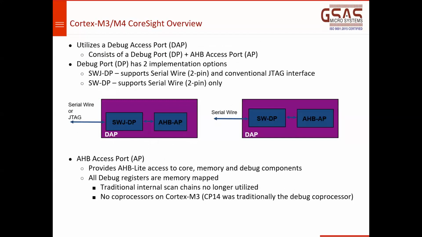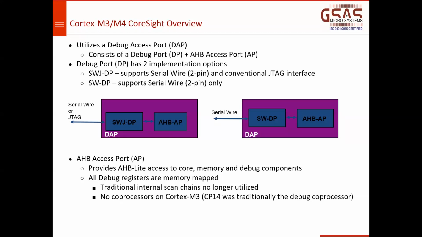So as I told in this first slide of Keil MDK, it comes with something called DAP. DAP stands for Debug Access Port. If you bifurcate it, it consists of a debug port (DP) plus an AHB access port (AP). So what is the AHB access port?